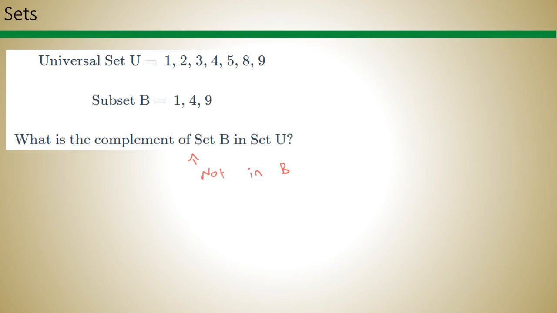Okay, so we know that 1 is in B, so I don't want that one. I know that 4 is in B, and I know that 9 is in B. Okay, so the items that are not in B would be everything that's left over here. So that would be 2, 3, 5, and 8. That is our complement of set B.